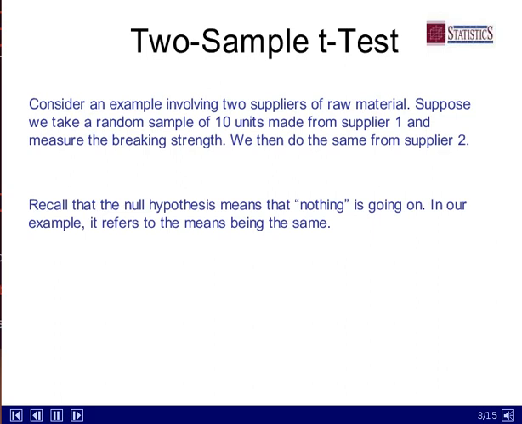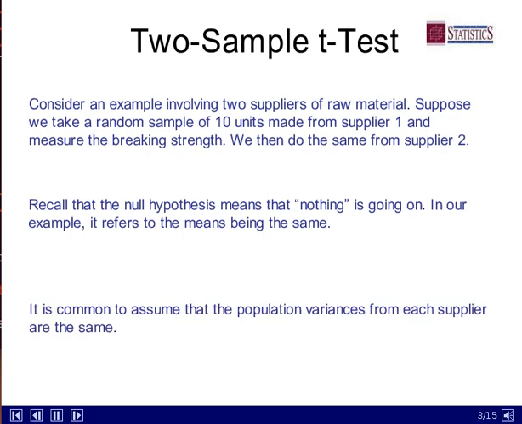Recall that in general, the null hypothesis refers to nothing is going on or everything is okay. In our particular example, that refers to the two population means being identical. There's no difference between the true mean breaking strength of the two suppliers. It is common when performing a two-sample t-test to assume that we have equal population variances. So each population has the same variation. We're assuming that, and then what we're interested in testing is whether the means are different.